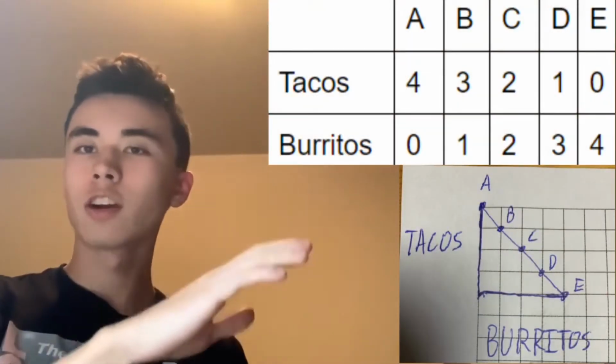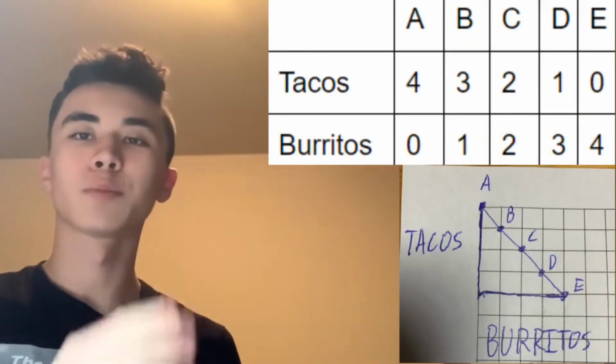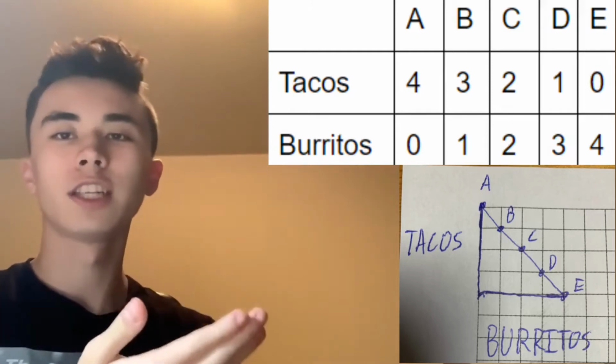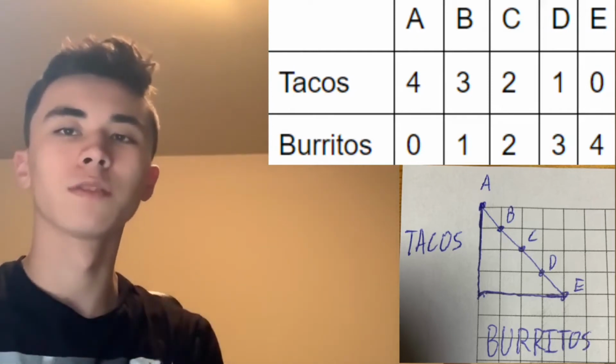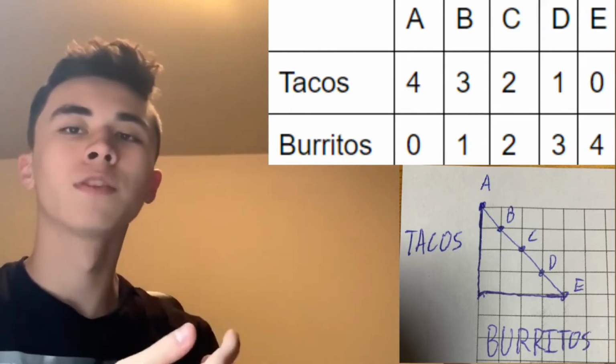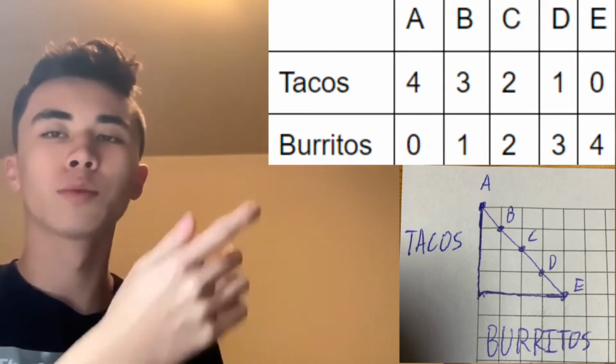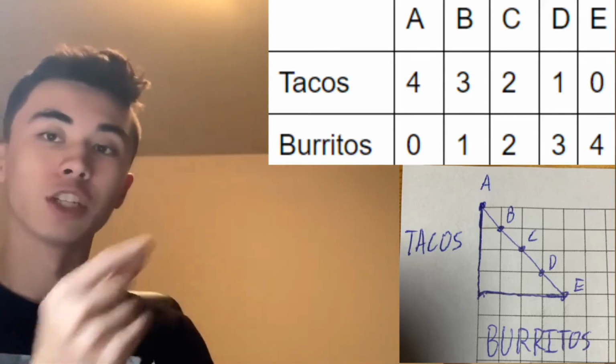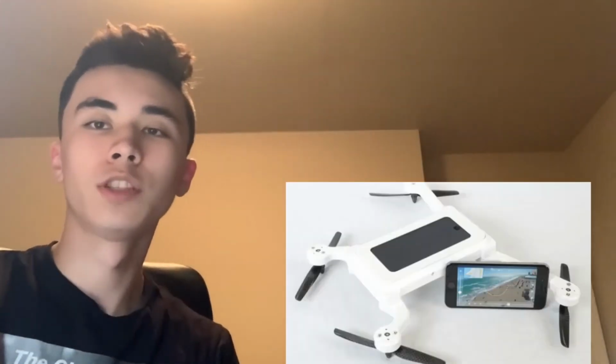Now, let's take all the data that we have in that table and plot it onto a graph. As you can see, this is the production possibilities curve. And it's worth pointing out that whenever you have a constant opportunity cost, the production possibilities curve is always going to be a straight line. So now let's go over a second example. Let's go over a company that produces cell phones and drones.